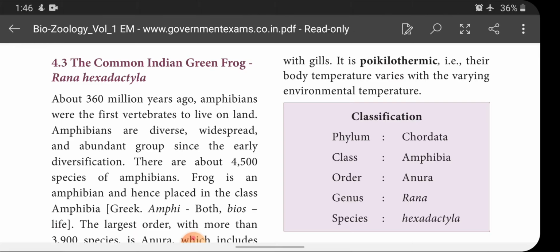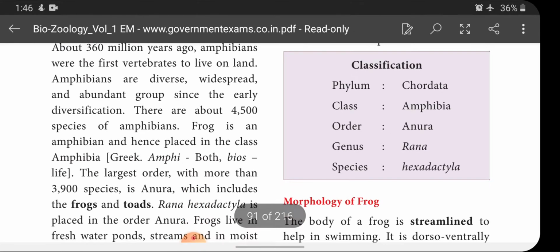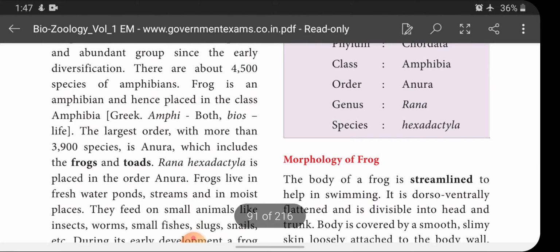So the common Indian green frog is Rana hexadactyla. About 360 million years ago, amphibians were the first vertebrates to live on land. Amphibians are a diverse, widespread, and abundant group since the early diversification. There are about 4,500 species of amphibians. Frog is an amphibian and hence placed in the class Amphibia. The largest order, with more than 3,900 species, is Anura, which includes the frogs and toads. Rana hexadactyla is placed in the order Anura.